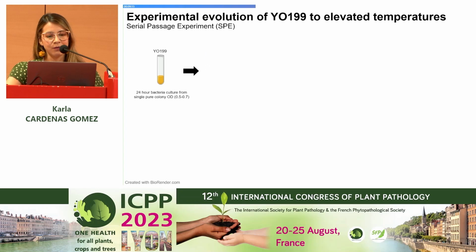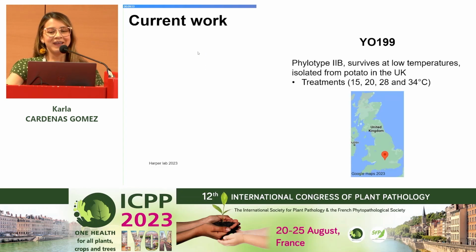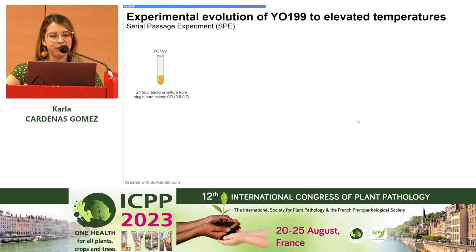Oops, there was an image here. Well, you have to believe me, but this image here was a Petri dish with wire-199. Wire-199 is a bacteria strain isolated from the UK near Oxford, and it's a phylotype 2b that has the ability to survive at low temperatures. The treatments I have been choosing to study these bacteria have been 15, 20, 28, and 34.